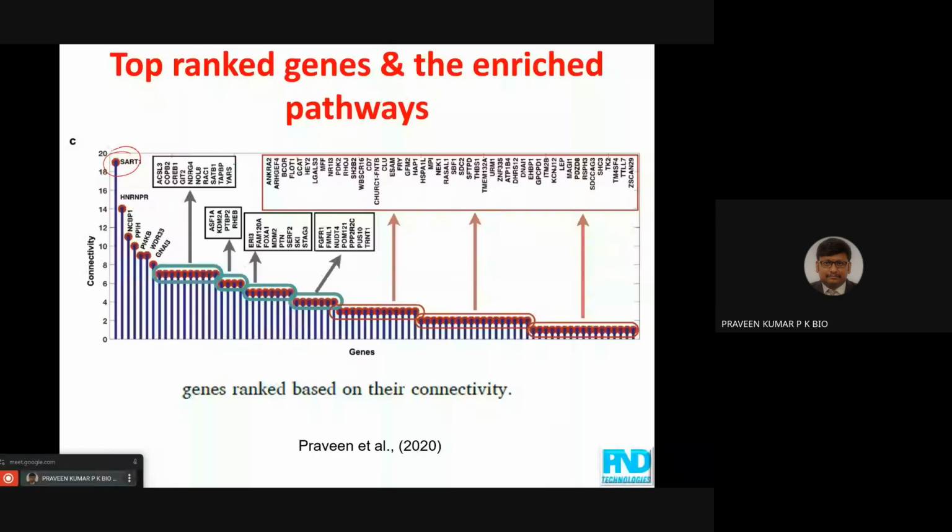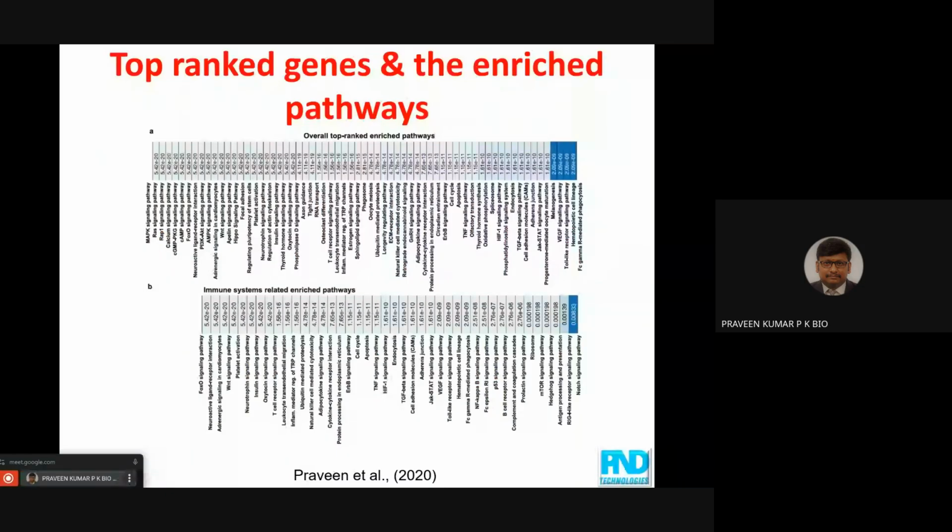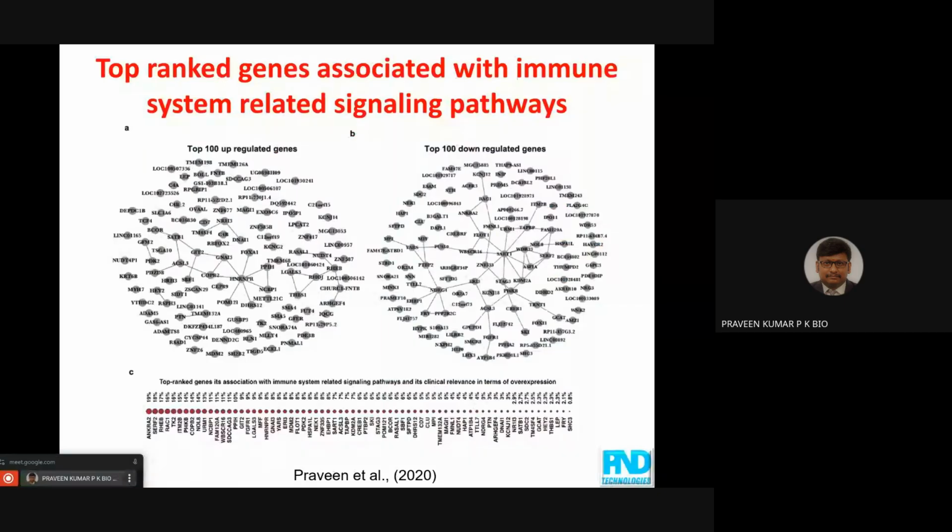For ovarian cancer, this SART1 is interacting with 18 different proteins, so we find 19 as the number. Like this, for almost 100 genes we can check how many genes are interacting with each other. And if you see the overall top ranked enriched pathways, we can find those too, and the p-values can be determined. We can even go with immune system related enrichment pathways. So from the databases and the tools, we can generate this kind of data.